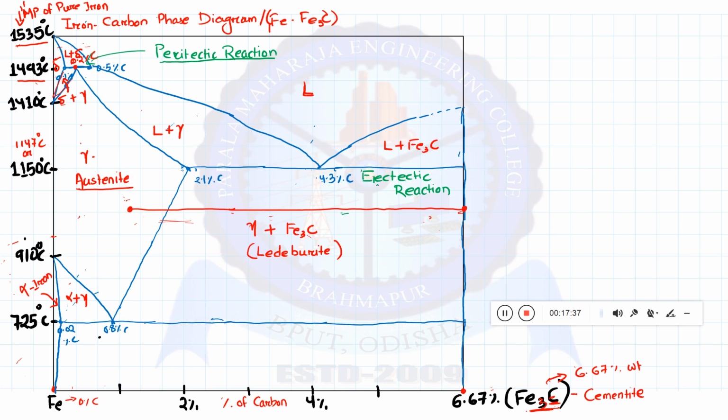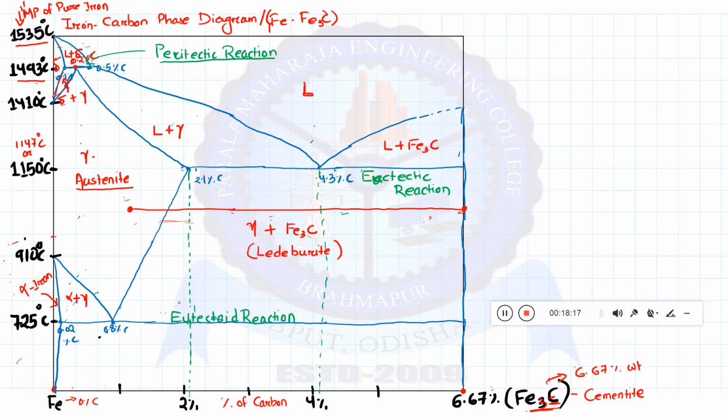Sorry, this is the eutectic reaction, and the third invariant reaction is represented at 725 degrees Celsius, that is our eutectoid reaction. Okay. So these are the basic information that we can get whenever we are drawing the iron carbon phase diagram or iron cementite phase diagram.